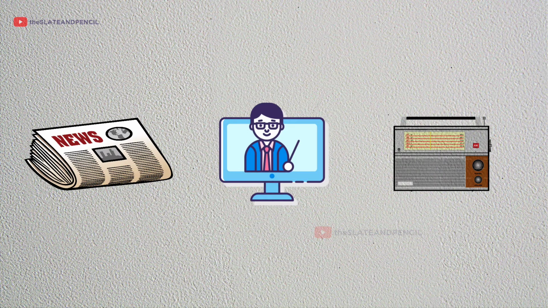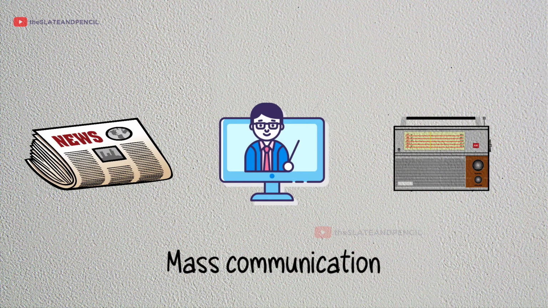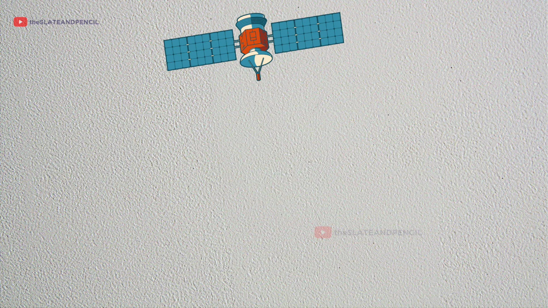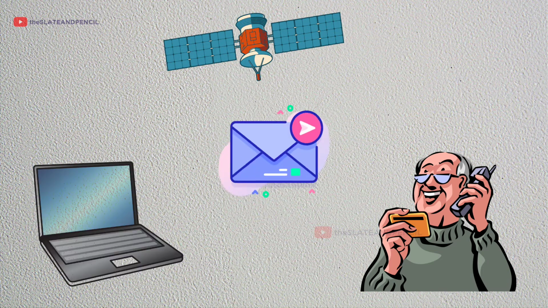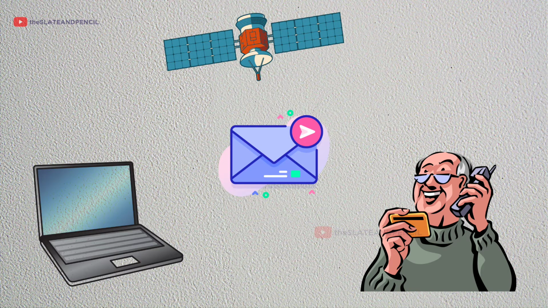Newspaper, TV and radio are forms of mass communication. They help us to communicate with a large number of people at the same time. Satellites have made communication even faster. Wireless telephonic communication, video calling and email through the internet have made our life easier.